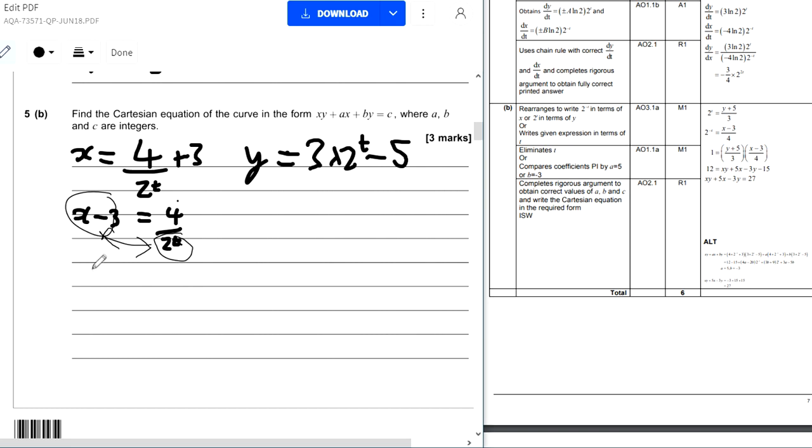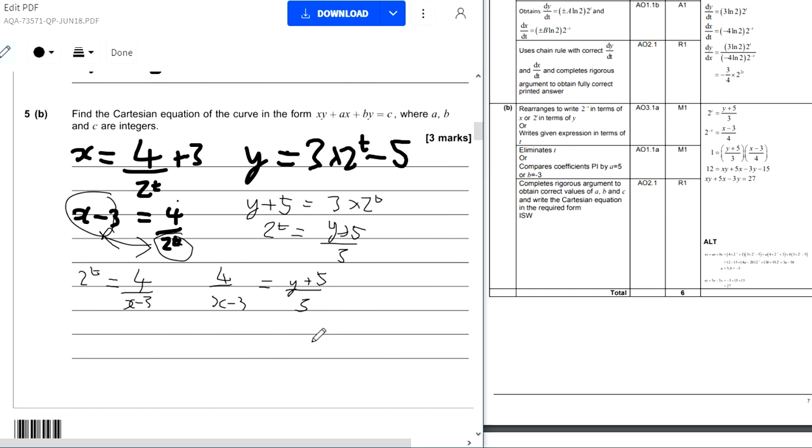It saves a bit of time, but I'm sure people probably know that. So 2 to the t equals 4 over x minus 3, and then doing the same thing on here, y plus 5 equals 3 times 2 to the t. So 2 to the t is y plus 5 over 3. Nice. So now we can equate these two. So we're going to get 4 over x minus 3 is equal to y plus 5 over 3.